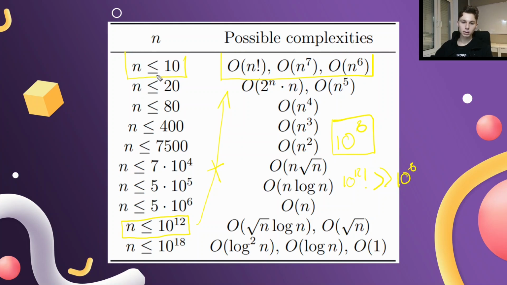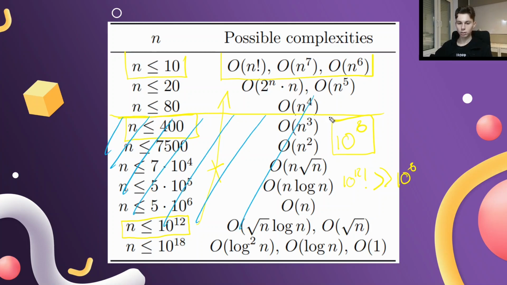That's why if n is less than or equal to 10, our time complexity can be this big, but it can also be smaller. So, let's suppose n is less than or equal to 400, our time complexity can be here, n to the power of 3, and every other complexity from this range right here. So it can be n squared, n log n, and so on.